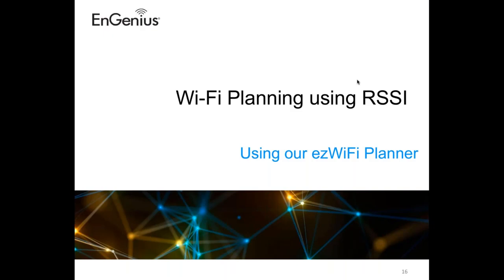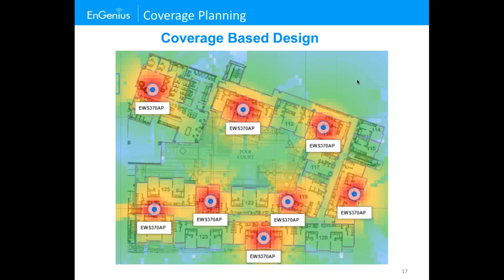Okay, so now we're going to go into the Wi-Fi planner and use an RSSI for Wi-Fi planners. So first we'll show you a coverage-based design. So in this particular design, you see there's, I think, 7 access points. And basically in this design, they were only interested in signal strength.